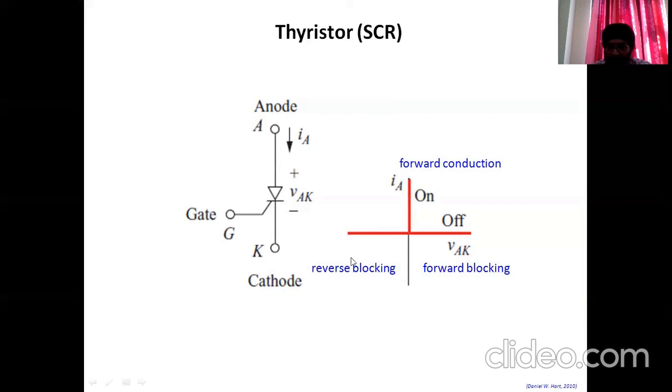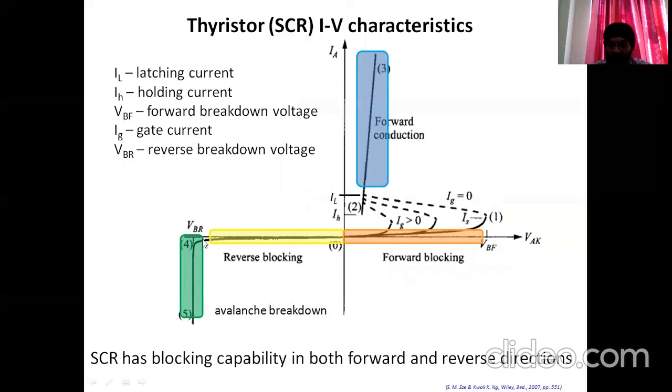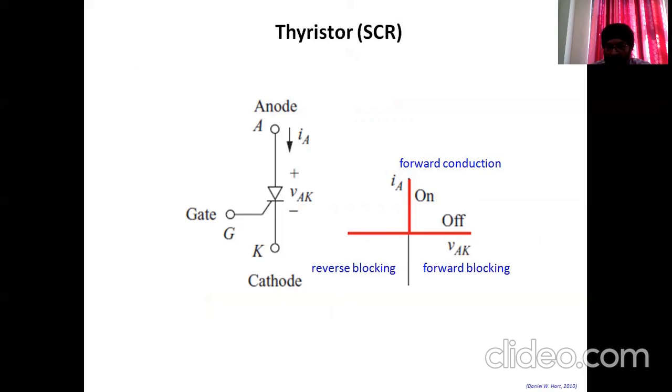Now, if you're talking about the characteristics of this SCR, it follows the blocking voltage in forward direction, where the avalanche breakdown happens. And in the reverse bias also, it blocks the voltage just like a simple diode. So avalanche breakdown happens here also, and it can get damaged permanently. So it blocks the reverse voltage as well as the forward voltage. And in this case, the current flows only in one direction.